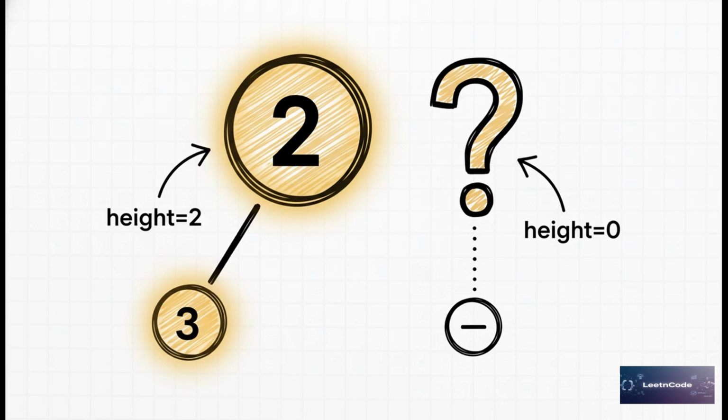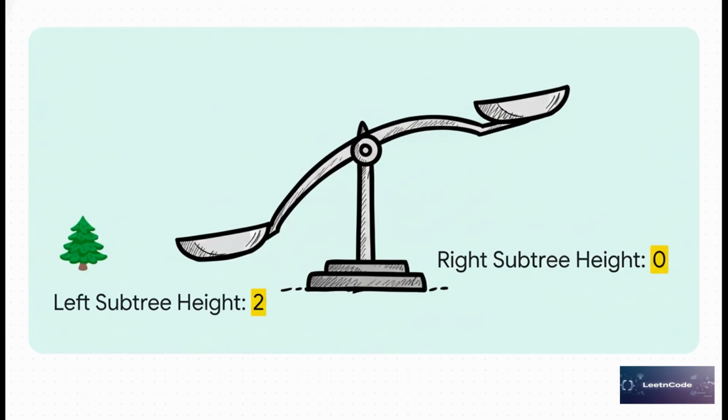Okay, now the process moves up one level to node 2. It just got the report from its left side. The height is 2. Then it looks to its right. Well, there's nothing there. It's null, so the height is 0. Now, it's time for the critical check. And this is the moment of truth.